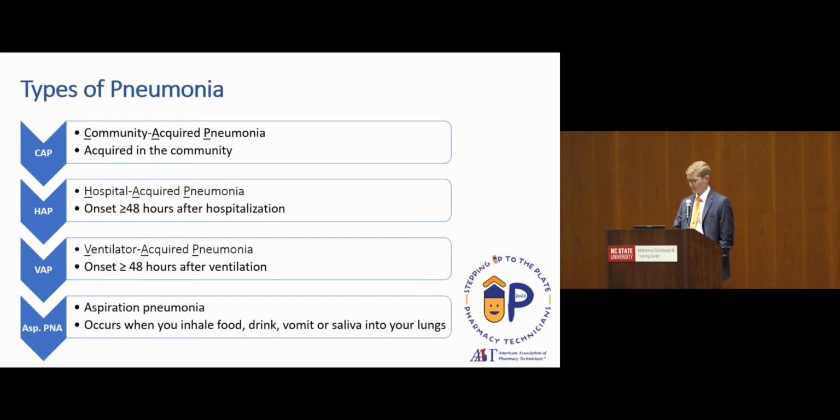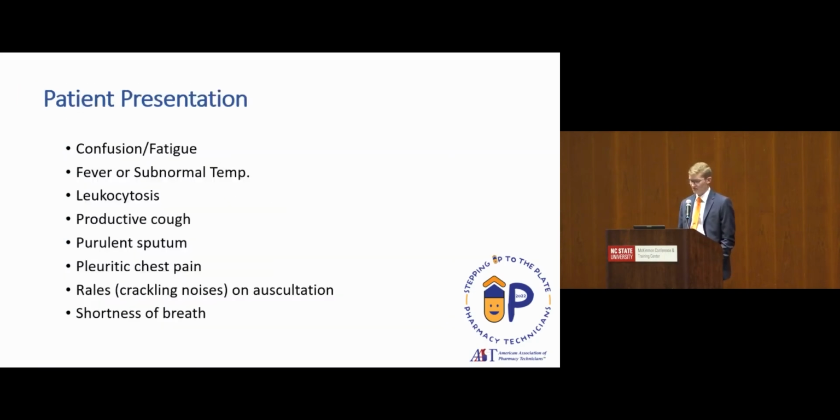Great question. All right, so what does a patient with community-acquired pneumonia, HAP, VAP, or aspiration pneumonia look like? They may be confused. They may have a fever. Remember, our body's trying to increase its temperature to help fight this infection. Leukocytosis is another word for increasing our white blood cell count. So we're going to try to increase our white blood cell count, and that's our body's immune system trying to fight that infection.